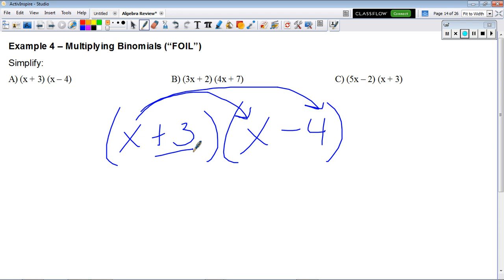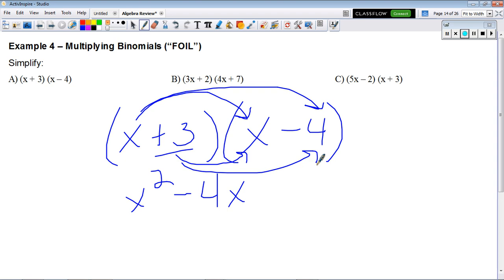So x times x is x squared, x times negative 4 is negative 4x. Then I'm going to do the same thing I just did with the x, I'm going to do the same thing with the positive 3. I'm going to multiply positive 3 to both terms in the second set of parentheses. So positive 3 times x is positive 3x, positive 3 times negative 4 is negative 12. So that's what you get when you do the foiling or do the distributing.